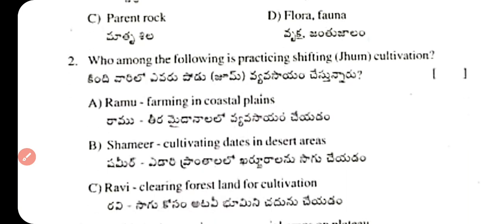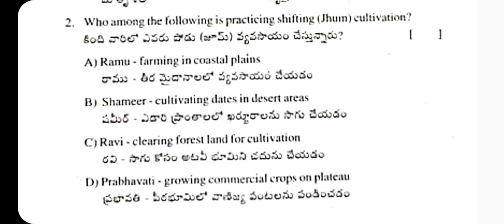Question number 2: Who among the following is practicing shifting, or jhum, cultivation? Option C is the right answer. Ravi, clearing forest land for cultivation. Jhum cultivation involves clearing a patch of forest land, burning the vegetation, and then farming the area.